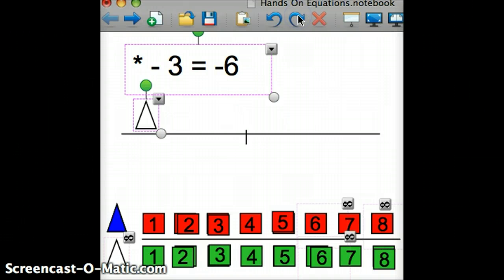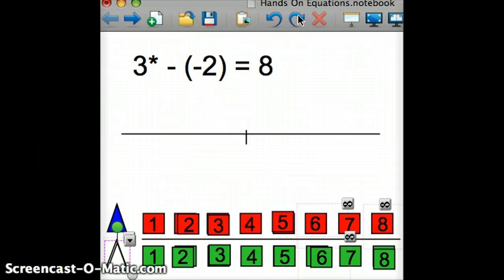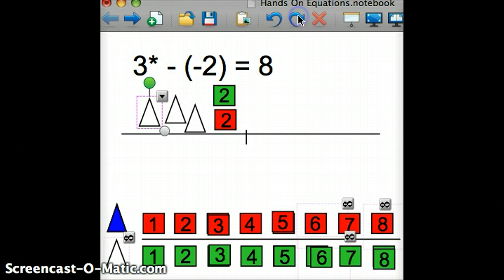Here we go for a second problem. 3 star minus negative 2 equals 8. Just like the last problem, we're going to set up 3 stars. And now we're going to subtract a negative 2. Well, I don't have a 2 on the board. So I'm going to add a 0 value. So a red 2 and a negative green 2.